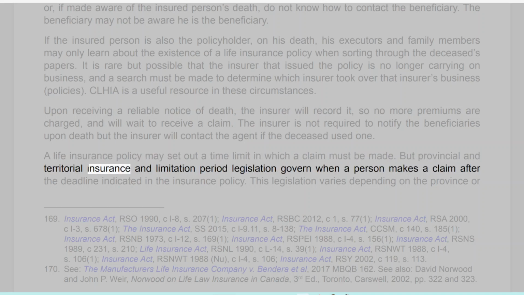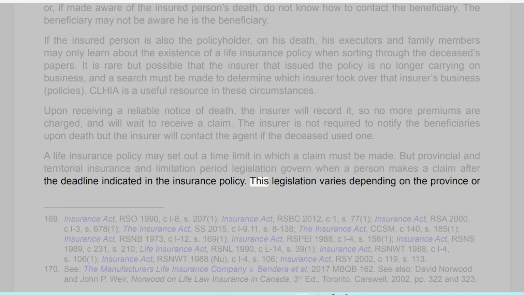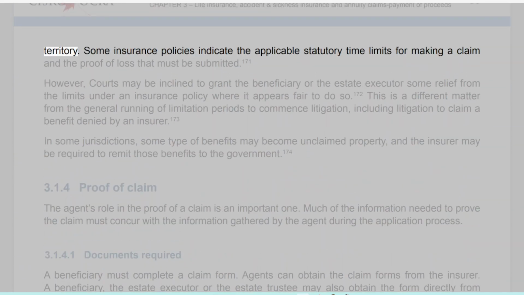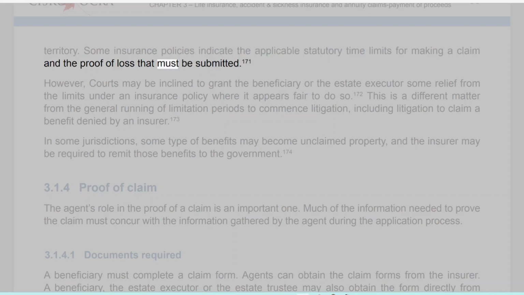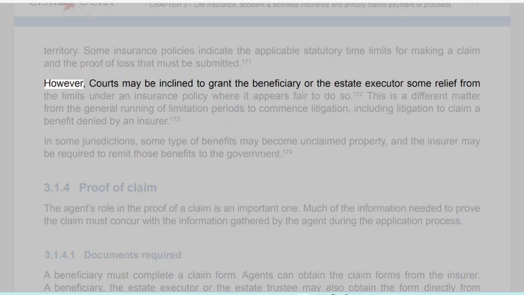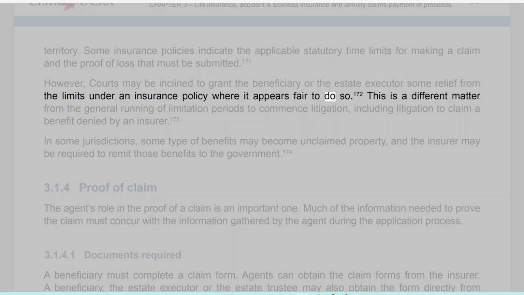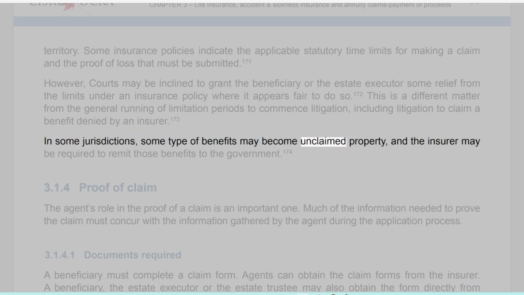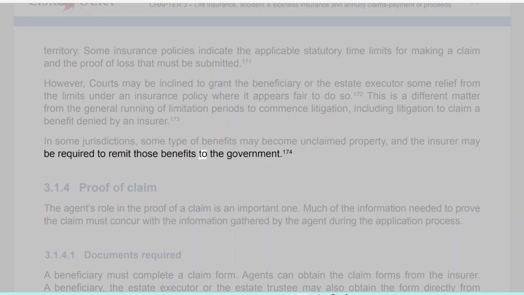But provincial and territorial insurance and limitation period legislation govern when a person makes a claim after the deadline indicated in the insurance policy. This legislation varies depending on the province or territory. Some insurance policies indicate the applicable statutory time limits for making a claim and the proof of loss that must be submitted. However, courts may be inclined to grant the beneficiary or the estate executor some relief from the limits under an insurance policy where it appears fair to do so. This is a different matter from the general running of limitation periods to commence litigation, including litigation to claim a benefit denied by an insurer. In some jurisdictions, some types of benefits may become unclaimed property, and the insurer may be required to remit those benefits to the government.